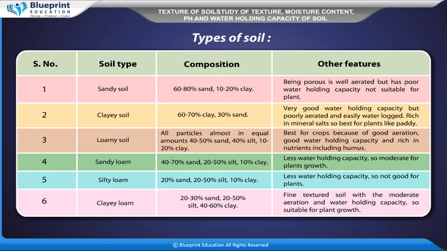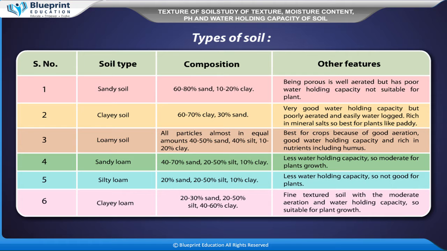Sandy soil, 60 to 80% sand, 10 to 20% clay. Being porous, it is well aerated but has poor water holding capacity, so it is not suitable for plants. Clay soil, 60 to 70% clay, 30% sand. Very good water holding capacity but poorly aerated and easily waterlogged. Rich in mineral salts, so best for plants like paddy.